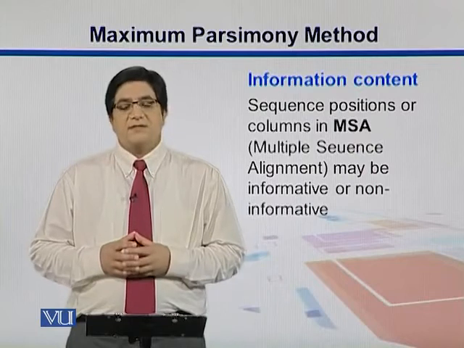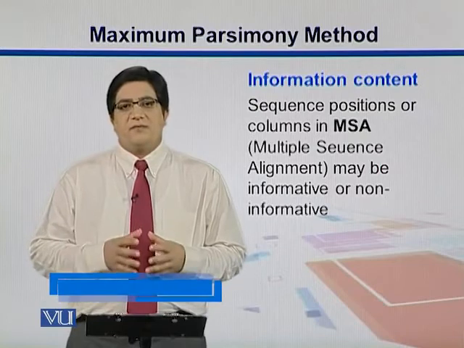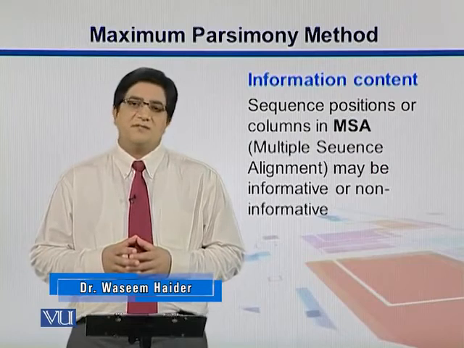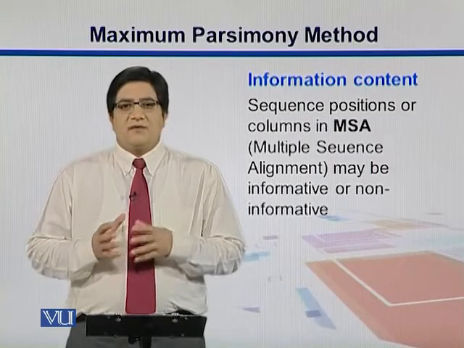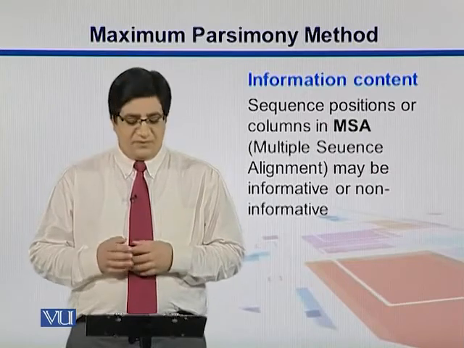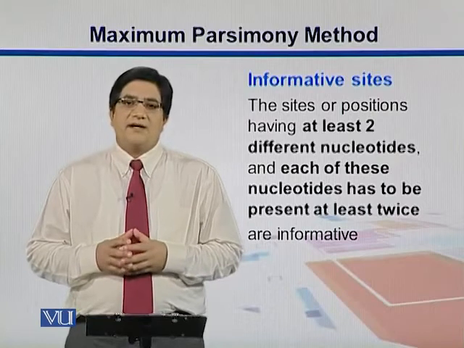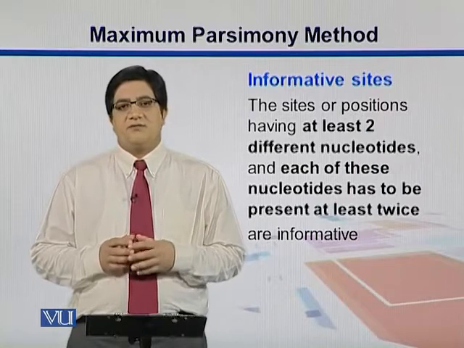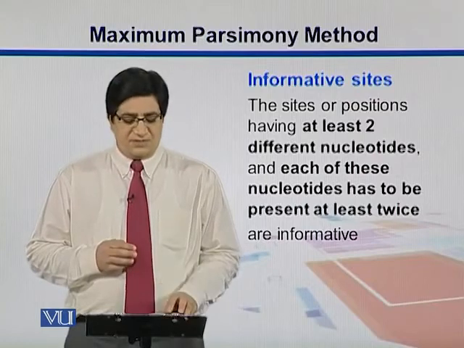What we do over here, in order to do this parsimony, is try to find out what the information content present in those alignments is. For example, we can come up with a multiple sequence alignment, and then we look into the sites as being informative versus less informative. So we try to rely on the sites which are more informative. The sites which have at least two different nucleotides at the position, with each of them represented at least twice, can be taken as informative positions.